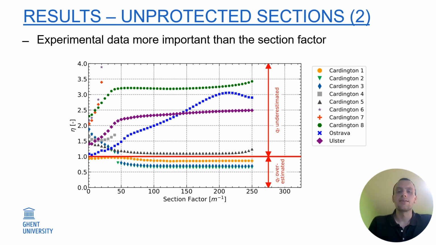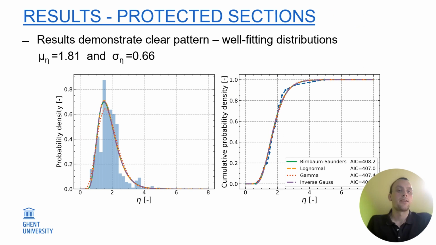So this could indicate that the way we consider the thermal inertia in the Eurocode parametric fire curve may not be fully representative of what happens in a real fire. Looking at the results of the protected sections, it is clear that compared to the unprotected sections, we now do have a clear pattern in the results.